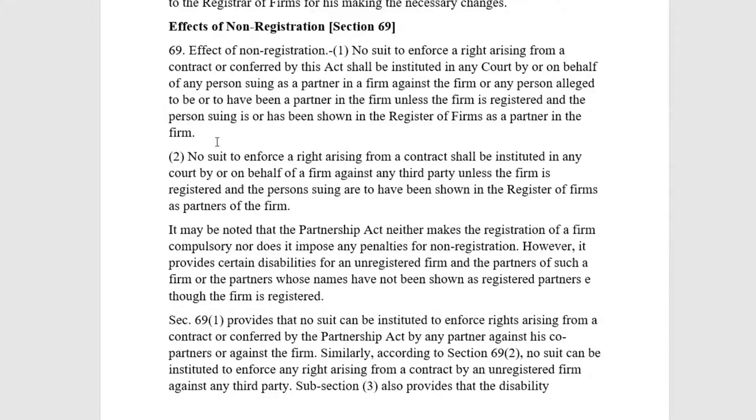That is, no suit can be filed by a partner against the firm or the partners. A partner of an unregistered firm cannot sue his present or past partners for enforcing a right under the contract or under the Partnership Act. Likewise, no suit to enforce a right arising from a contract shall be instituted in any court by or on behalf of a firm against any third party unless the firm is registered. So this is what I have said to you.